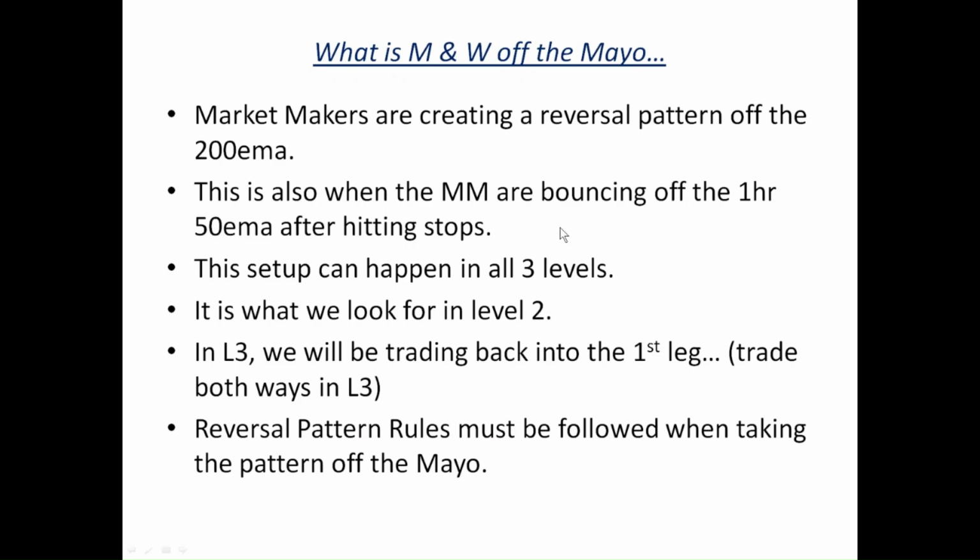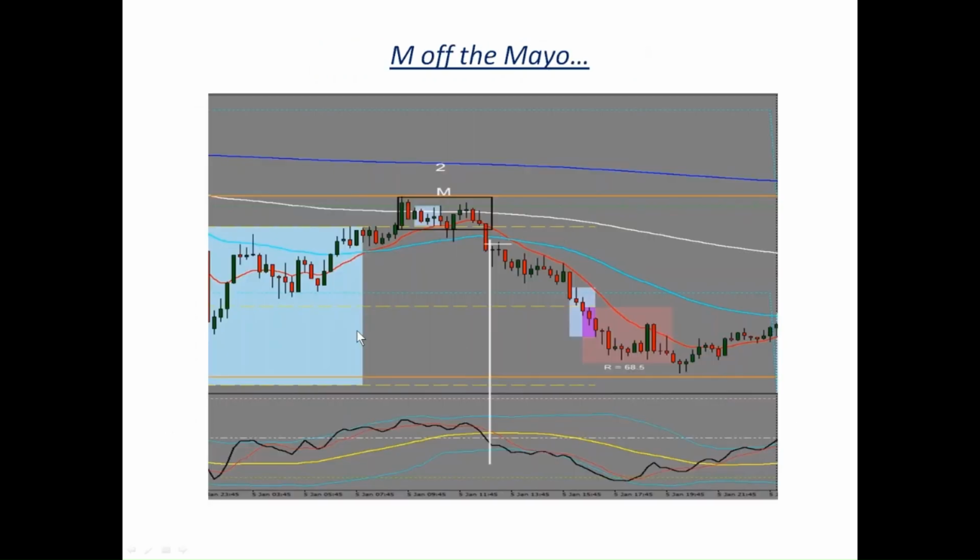Okay, so what does all this mean? Let's take a look at some charts. Okay, so here's a classic example. I'm in level 2. I'm looking for an M of the Mayo. Here's the Mayo. I'm looking for an M, goes below 13, back above, back below, because this is going to be very tight most of the time, not every time. Your best bet is when it closes below the water. That's your move. Okay. All right.